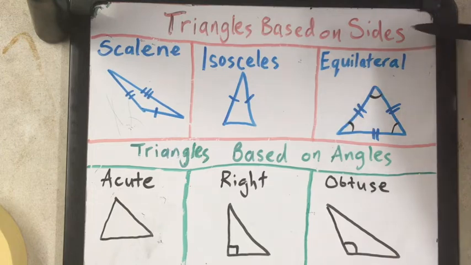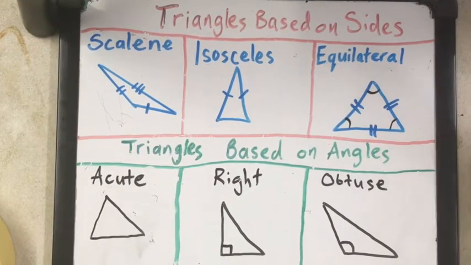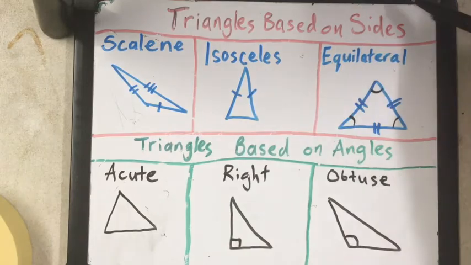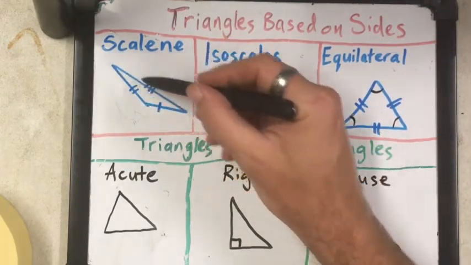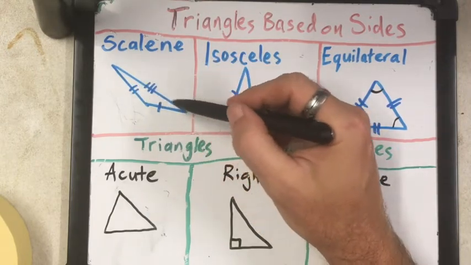Okay everyone, so we're looking at triangles, and there's two different ways you can classify triangles. You can classify them based on their sides, and you can classify them based on their angles. Now let's have a look at this first triangle, the scalene triangle. The scalene triangle is based on its sides, and not any two sides are the same length. Each side has its own unique length.